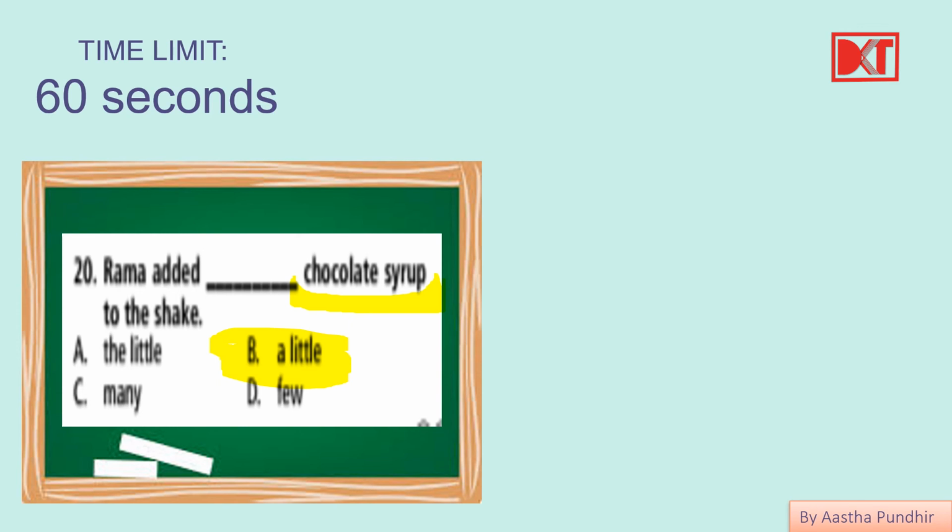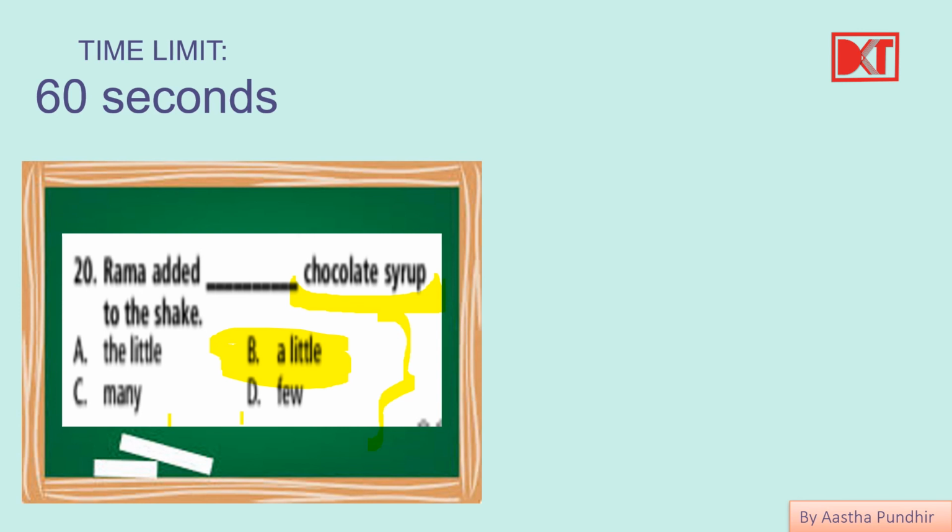Alright. We have many and few. Many and few we use when we are talking about countable nouns. But here chocolate syrup, in terms of the liquid, is not a countable noun. So we don't use either many or few. And all of these are what? These are quantifiers again. What do quantifiers do? They provide a certain meaning of quantity or amount to the noun. So the noun is chocolate syrup, and here the quantifiers are providing the reference to the quantity or amount.